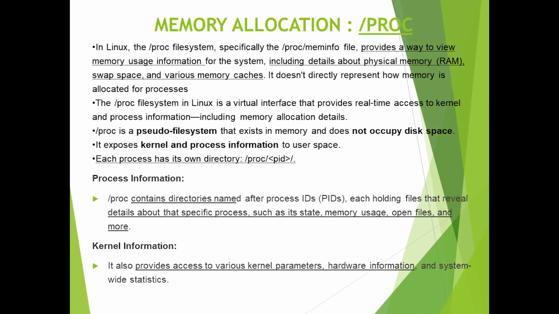And the second type is the proc file system. In Linux, the proc file system, especially the /proc/meminfo file, provides a way to view memory usage information for the system, including details about physical memory, swap space, and various memory caches. It doesn't directly represent how memory is allocated for a process. It is a virtual interface that provides real-time access to kernel and process information, including memory allocation details.